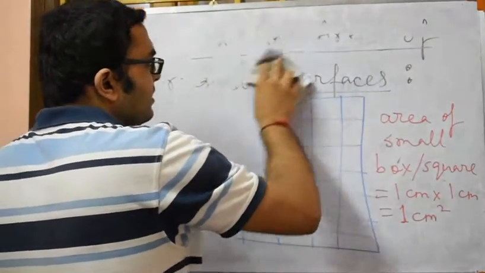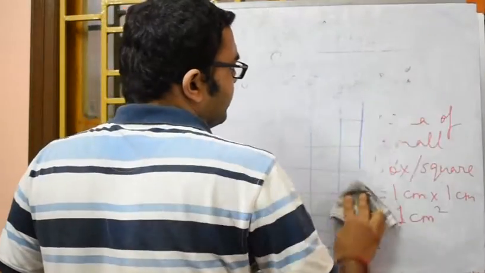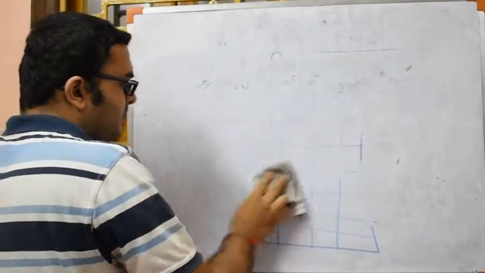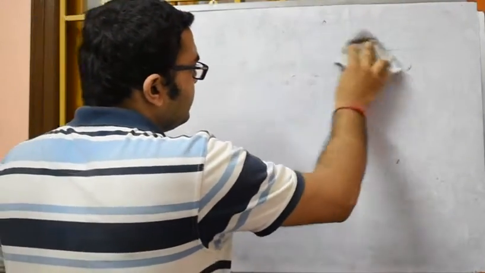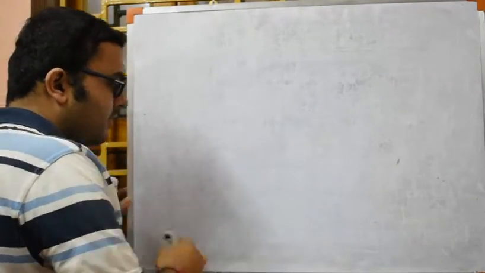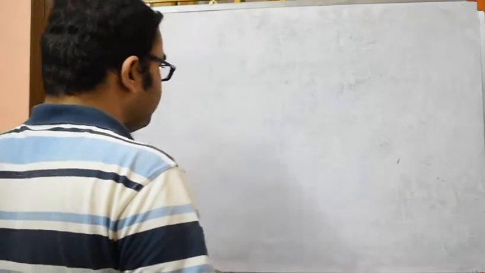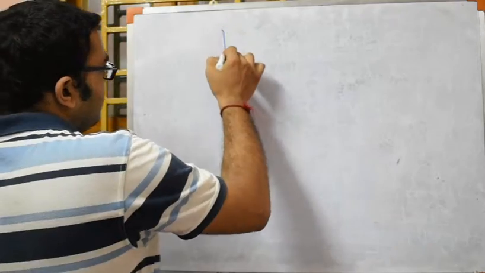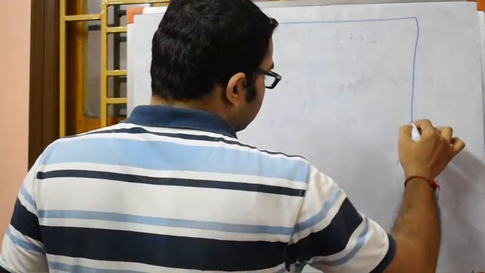Now let us see. When I am thinking of measuring the area of an irregular surface, say I am interested in measuring the area of the surface of a leaf. Let us see how we can measure the area of the surface of a leaf. Let me draw a bigger graph paper for you so that it is easy for you to understand.